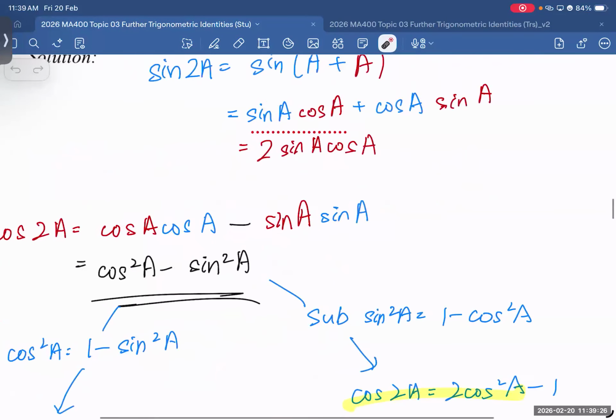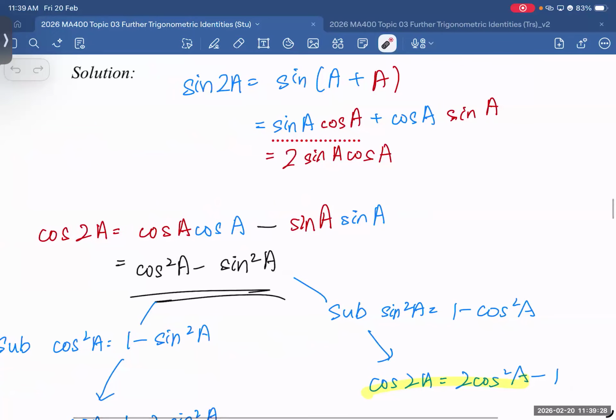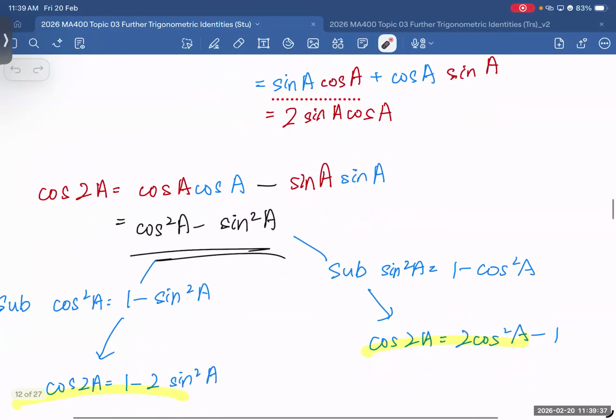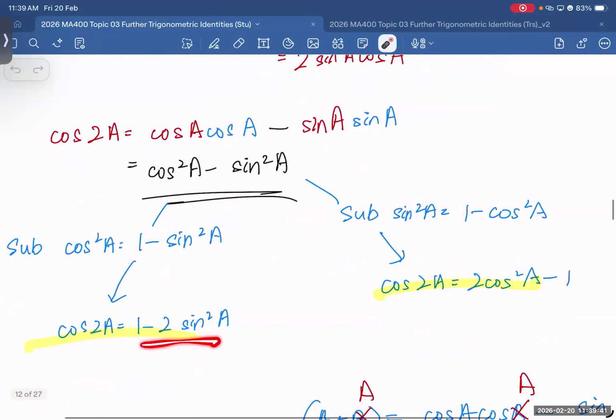Now cos 2A is cos square A minus sine square A. If you replace the cos square with 1 minus sine square, eventually you get 1 minus 2 sine square A. If you replace the sine square with 1 minus cos square, you get 2 cos square A minus 1. You see how it is?